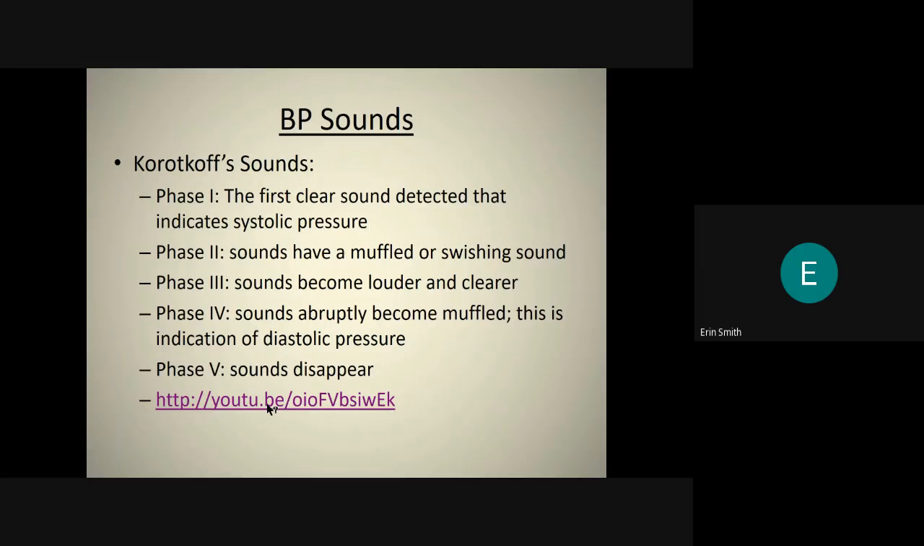So again, those blood pressure sounds are called Korotkoff sounds. Phase one, or sound one, is that first clear sound that you hear. That's going to indicate the systolic pressure. Then there are different phases. Phase two, you're still going to hear sounds. It's still going to sound like a heartbeat, but more muffled and swishing.